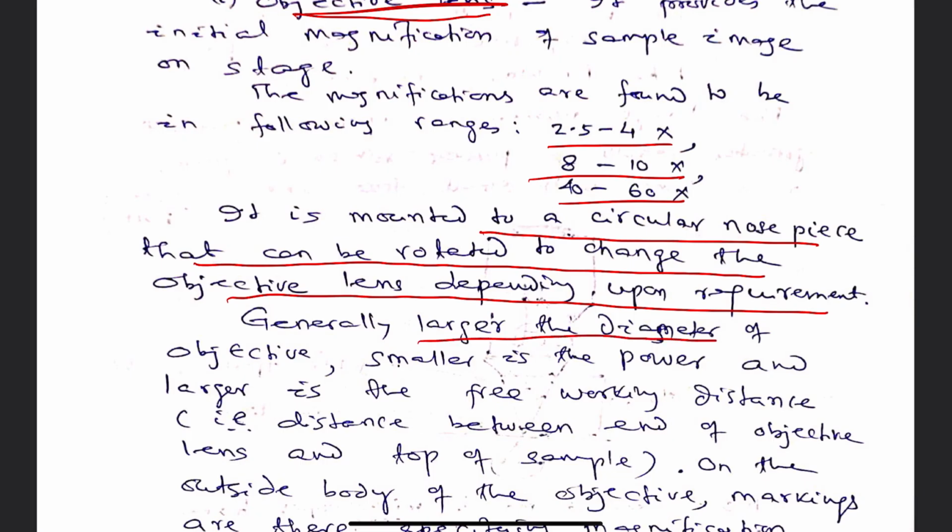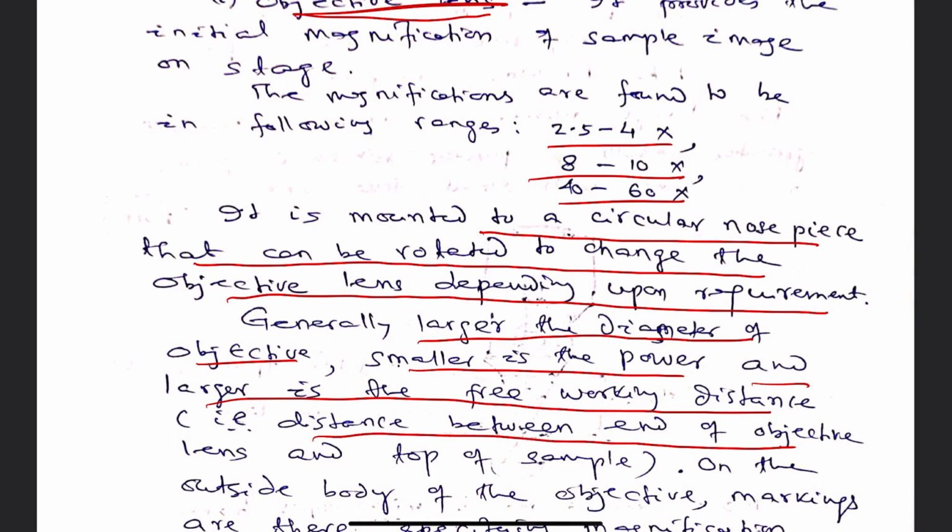Generally, larger the diameter of the objective, smaller is the power, and larger is the free working distance. What is free working distance? It is the distance between the end of the objective lens and the top of the sample. So generally we use the low power objective to study the general properties of minerals.